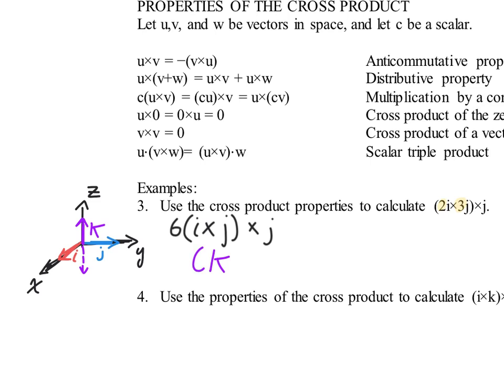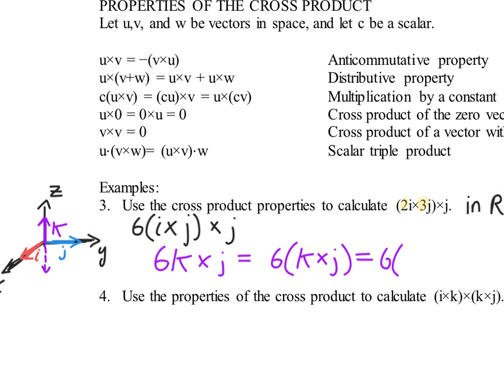So I have 6k cross j. So I just need k cross j. If I were to try to place my hand on this piece of paper here, the best I can do with my right hand only would be to place it on j going to k. So that would bring me in the positive i direction. j to k would be positive i. So what's k to j? Negative i. So 6 times negative i.